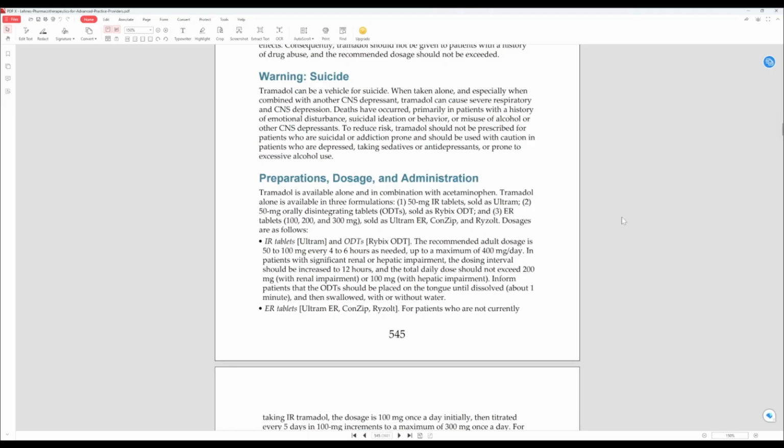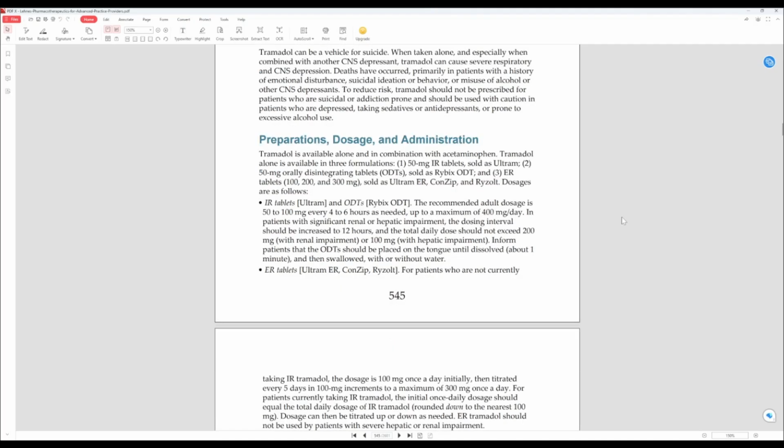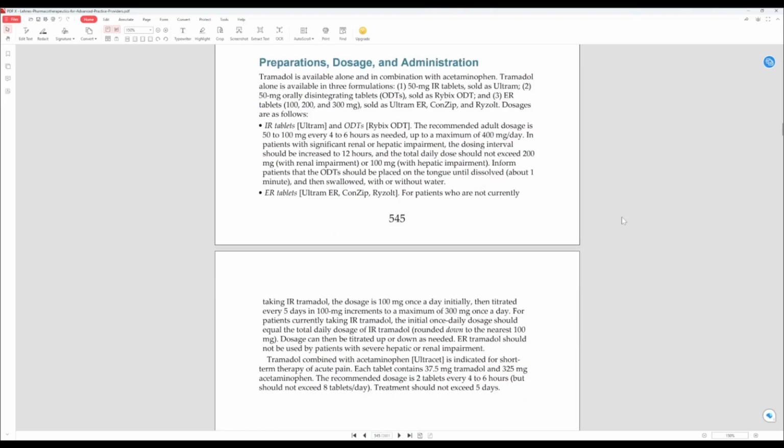Suicide. Tramadol can be a vehicle for suicide when taken alone and especially when combined with other CNS depressants. Tramadol can cause severe respiratory and CNS depression. Deaths have occurred, primarily in patients with a history of emotional disturbance, suicide ideation or behavior, or misuse of alcohol or other CNS depressants. So to reduce the risk, tramadol should not be prescribed to patients who are suicidal or addiction-prone, and should be used with caution in patients who are depressed, taking sedatives or antidepressants, or prone to excessive alcohol abuse.